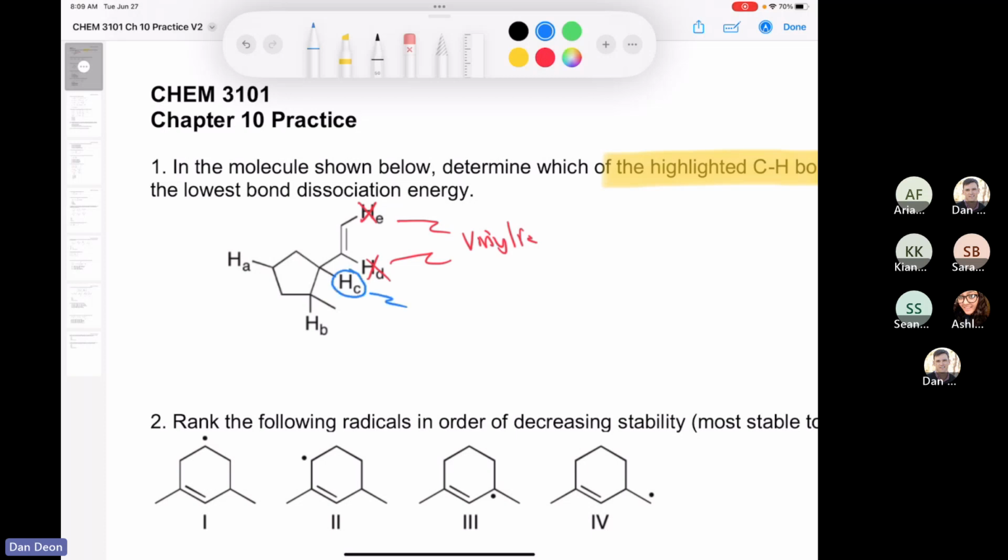It's HC, because not only is it tertiary, but it's tertiary allylic, right? So if you were to break that bond, you would end up with a radical that is resonance stabilized. And HA and HB, neither of those would produce anything particularly more stable than a tertiary allylic. HB would be tertiary, HA would be secondary, but again, tertiary allylic would be the winner there.